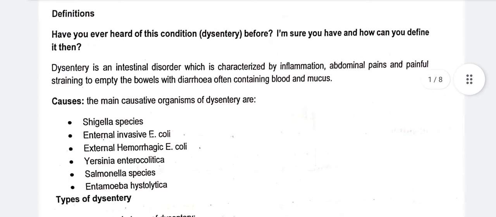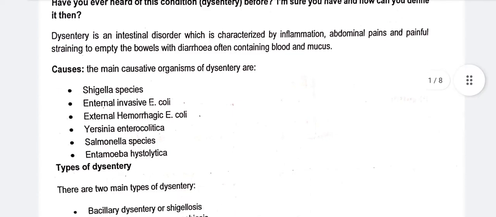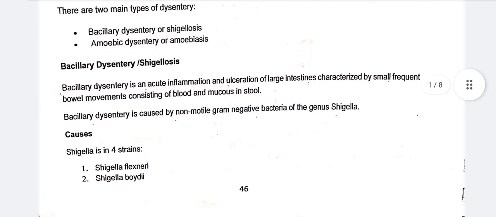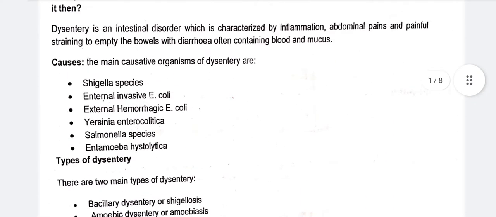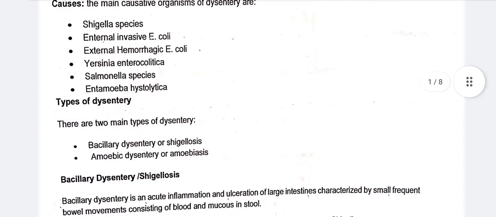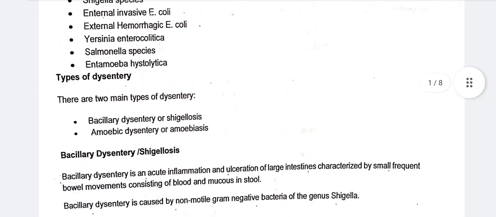Okay? Let's go to the causes. What causes dysentery? The main causative organisms of dysentery, number 1, would include Shigella species, enteroinvasive E. coli, enterohemorrhagic Escherichia coli, Yersinia enterocolitica, Salmonella species, and Entamoeba histolytica. Okay? Now, my focus is on the Shigella species, disregarding the rest, just on one, Shigella species.